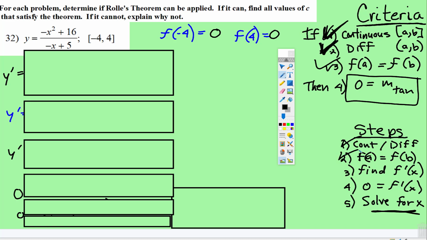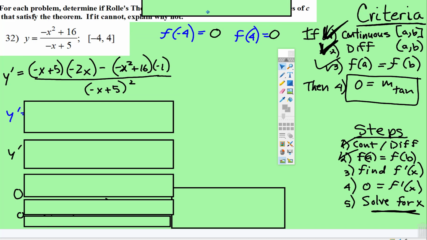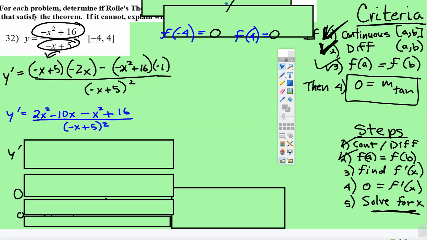We checked if f of a is equal to f of b. And then now we're going to do the derivative. So remember the quotient rule. G times f prime, so -2x, subtract f times g prime all over g squared. And then you're going to do the distributive.